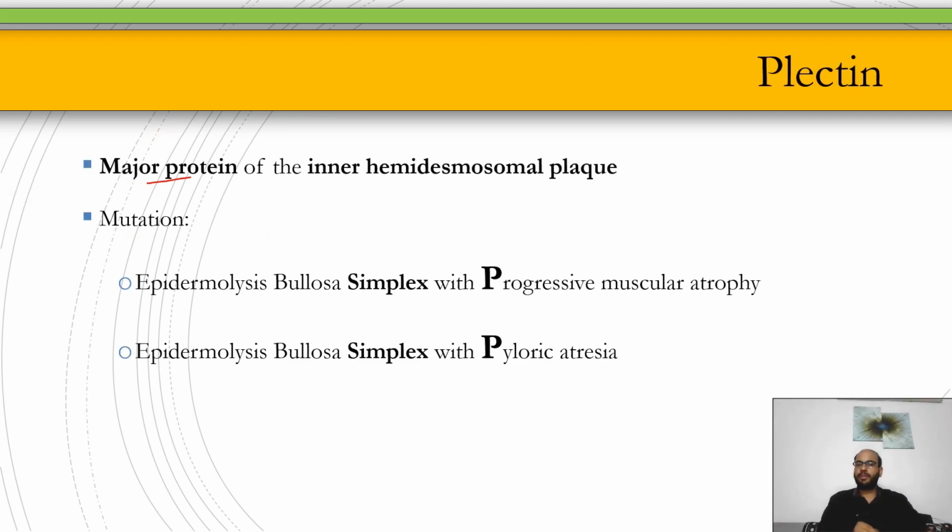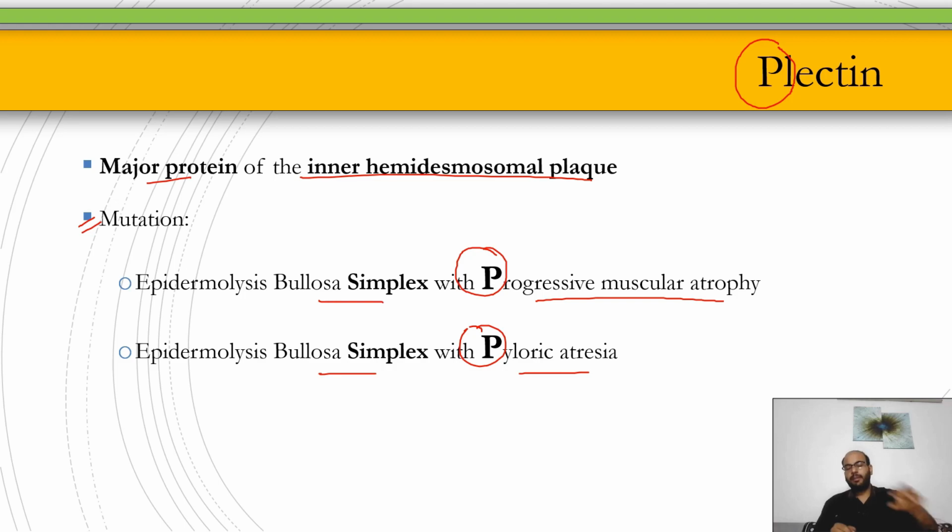So plectin is the major protein of the inner hemidesmosomal plaque, and mutations in plectin cause epidermolysis bullosa simplex, EB simplex. But two essential features are added. So in order to remember it properly, P for plectin, P for progressive muscular atrophy, P for pyloric atresia. So now you'll be easily able to remember that if there's a mutation in plectin, then you will have EB simplex.